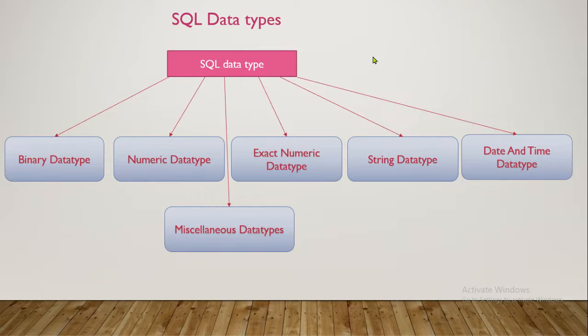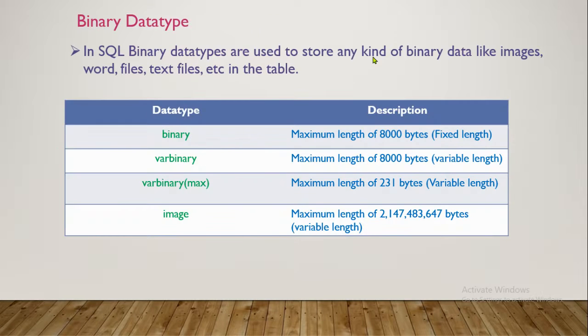SQL has various data types, like binary data type, numeric data type, exact numeric data type, string data type, date and time data type, and miscellaneous data type. Miscellaneous data type we will discuss in upcoming chapters. What is binary data type, what is numeric data type, what is exact numeric data type, we are going to discuss in the upcoming slides. So let's see what is binary data type.